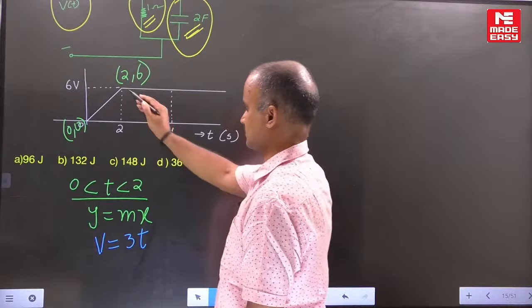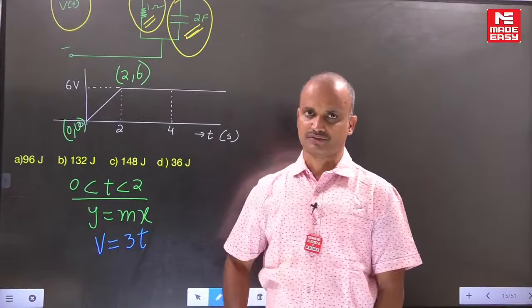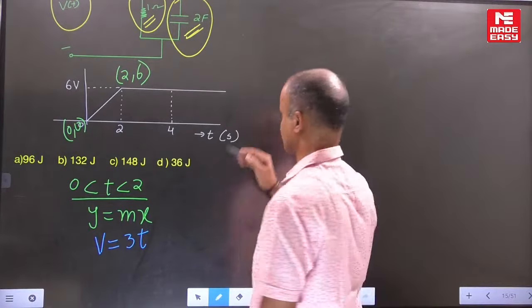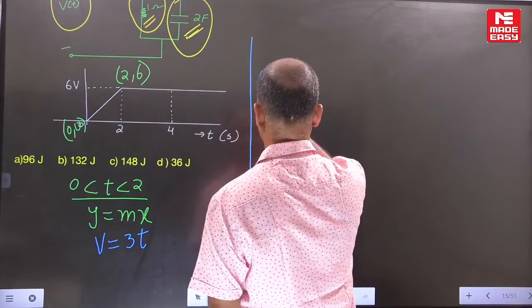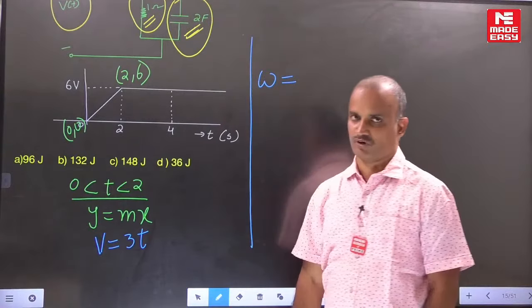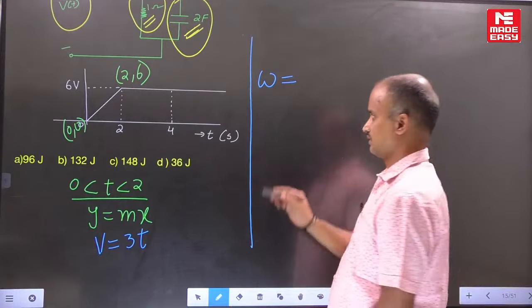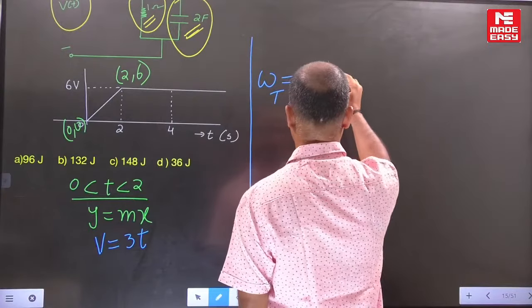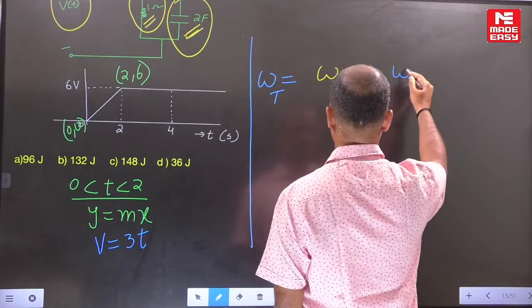Then what about the 2 to 4 seconds interval? It is a constant. Now what is the requirement? Our requirement is the energy up to what point here? Up to 4 seconds. Here the total energy equals the energy corresponding to the resistor and the energy corresponding to the capacitor.